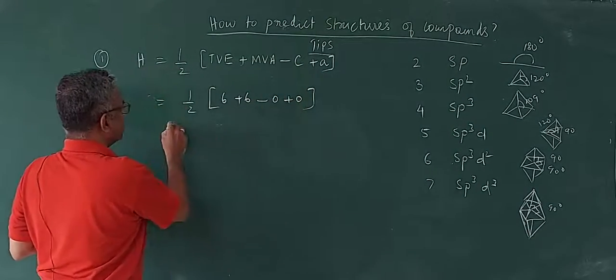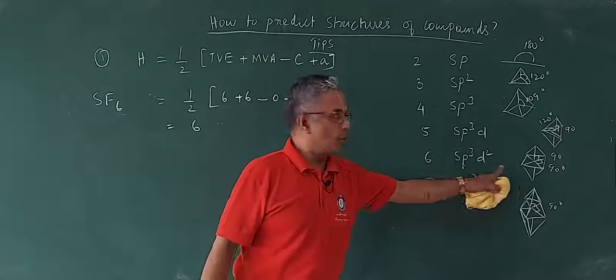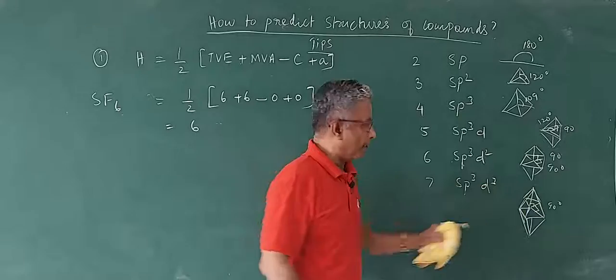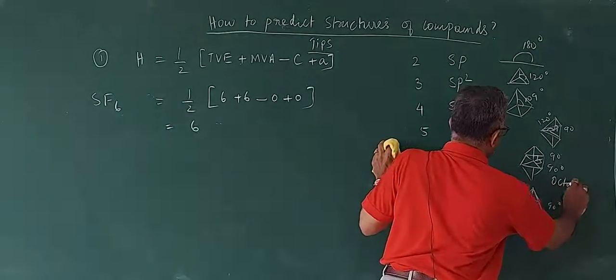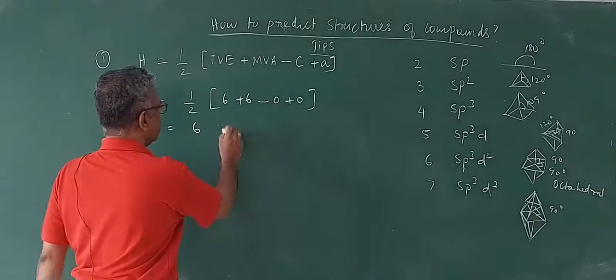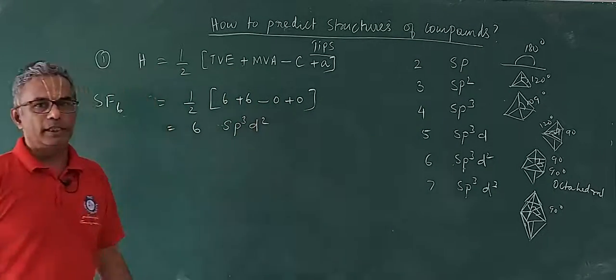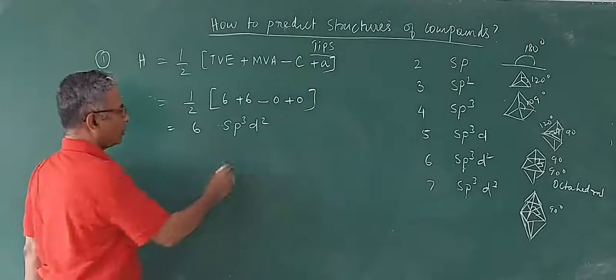So you will have like this. So 6 plus 6, 12, half of it will be 6. So 6 means sp3d2, square bipyramidal. You can also call this octahedral or square bipyramidal. So the hybridization will be sp3d2, square bipyramidal or octahedral.